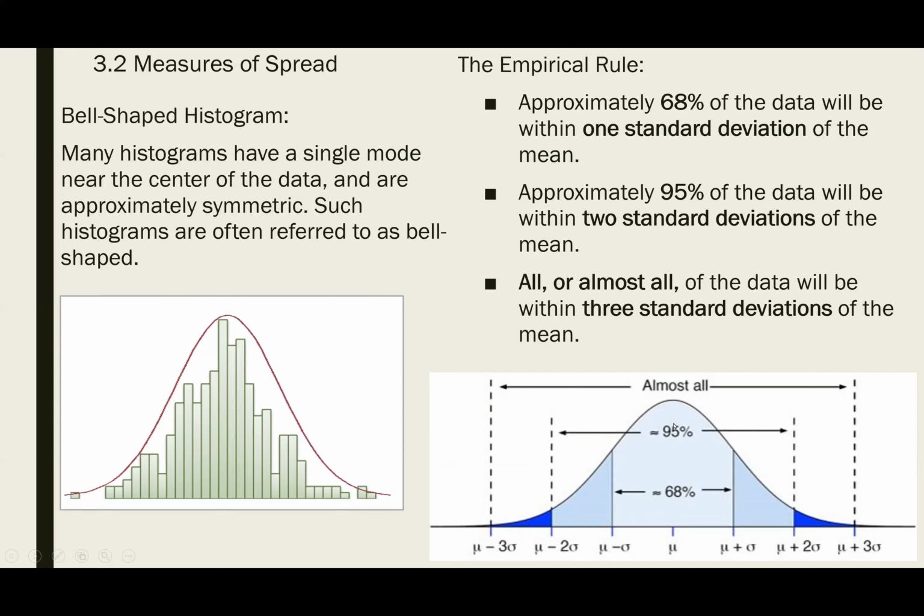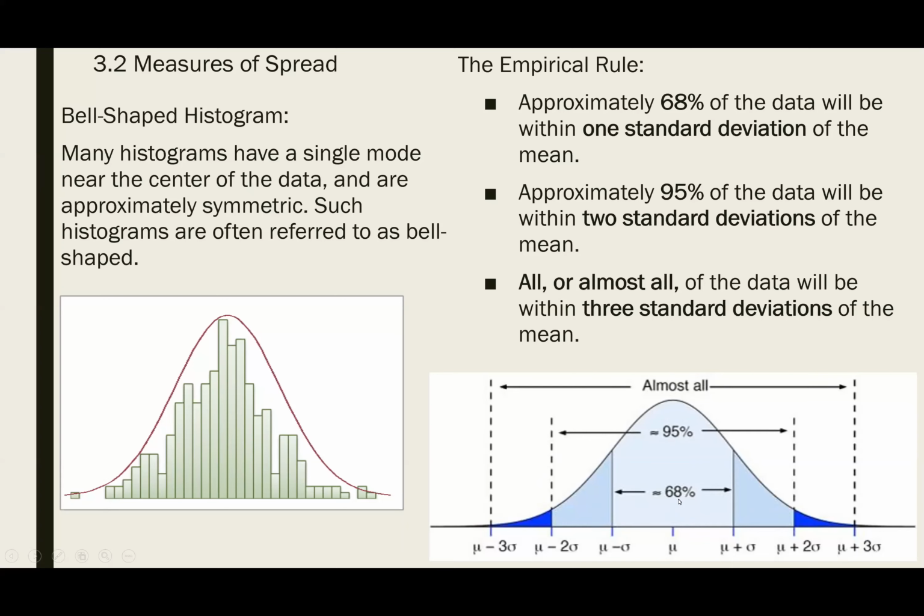And for now, we say almost all of your data will be within 3 standard deviations from your mean, meaning we take 3 steps above and 3 steps below. That will be almost all. Later on, when we get to chapter 6, they change this almost all to be 99.7%. 99.7% is very close to 100%, that's why it's almost all. So this is the empirical rule.